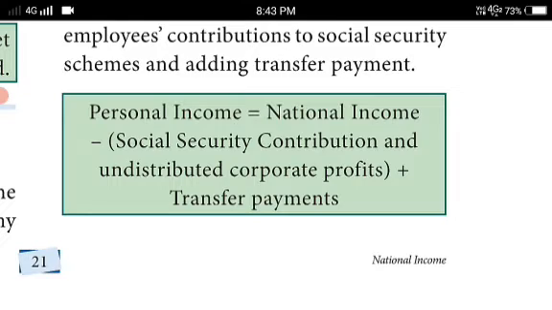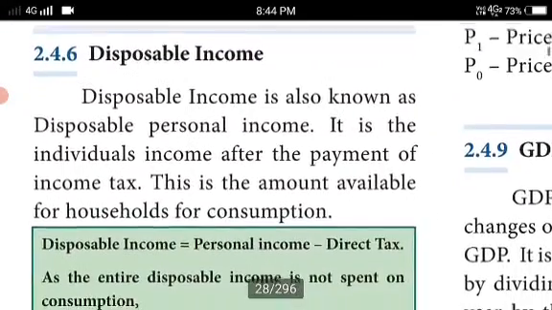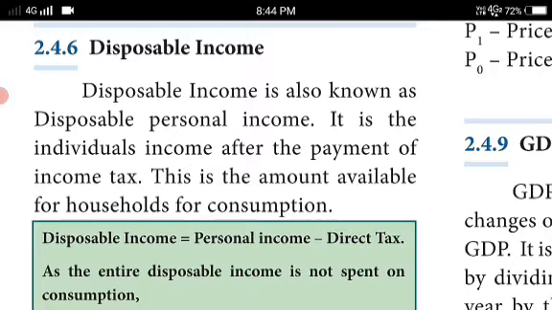Next we move to disposable income. What is disposable income? Disposable income is also known as disposable personal income. It is the individual's income after the payment of income tax. Before they pay income tax, the income received by the individual is their personal income. Understood? This income is the amount available to households for consumption.